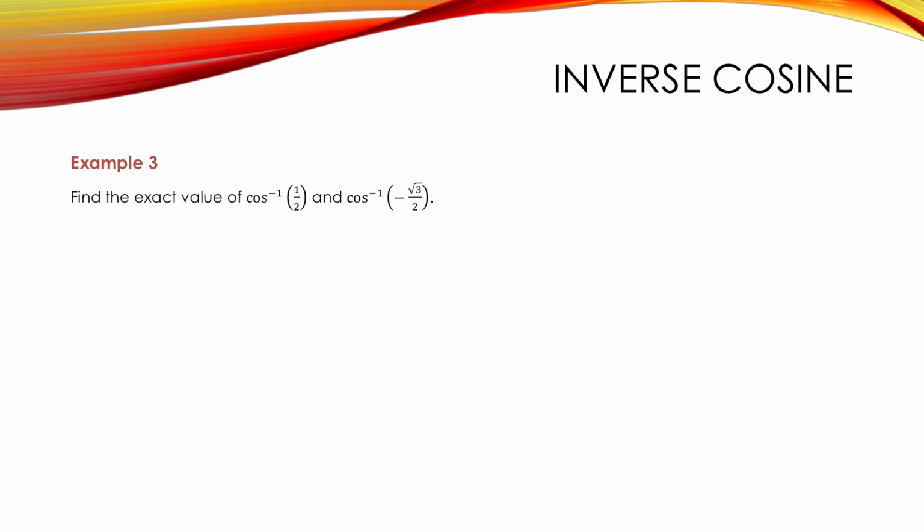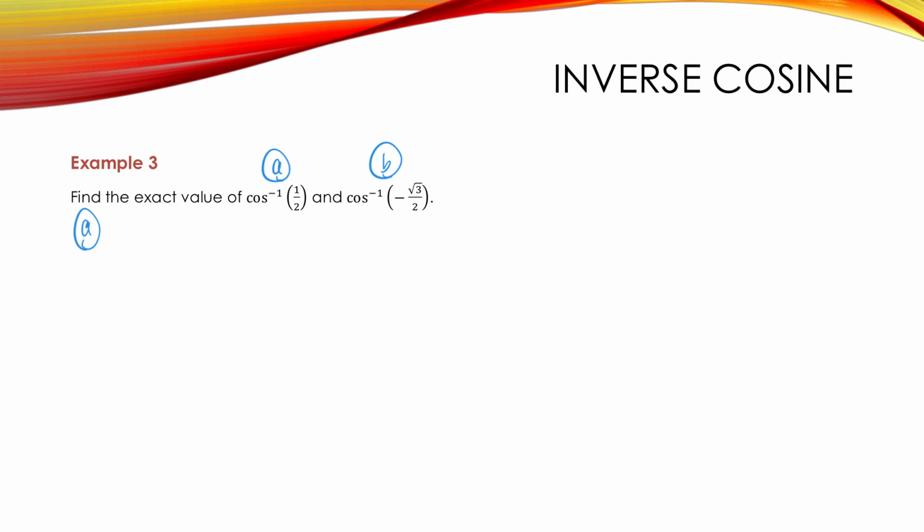So find the exact value of the inverse cosine of 1/2. We'll call this A, and we'll also do the inverse cosine of negative √3/2. This time I did mean to keep the negative. So let's find the exact value of the inverse cosine of 1/2.